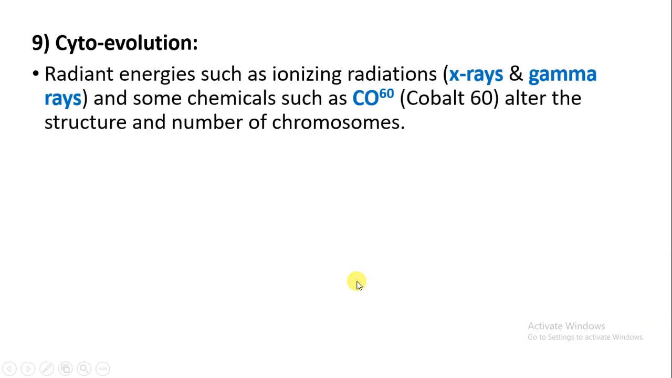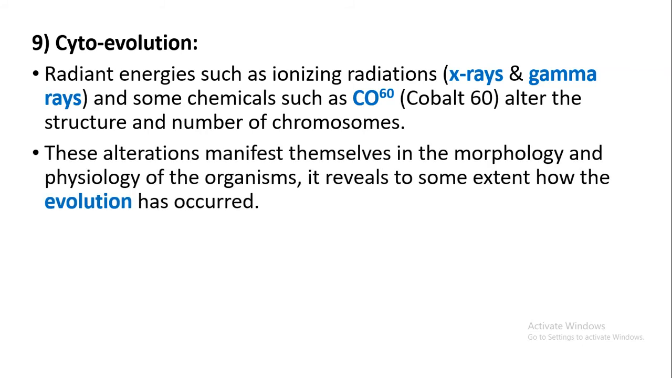Next is cytoevolution. There are some energies which produce radiations, ionizing radiations like X-rays, gamma rays, and even cobalt-60, which are very harmful. They can cause a change in the number of chromosomes. They can cause a change in the structure of the chromosome. If there is a change in the number of chromosomes, then a change in the morphology will also be seen. The morphology of any organism will be altered, changed. It even causes alteration in the physiology of the organism also. So it can lead to mutation and will lead to evolution.